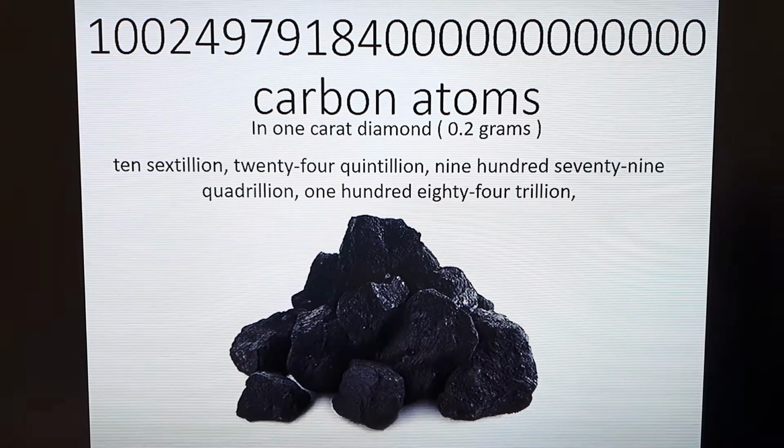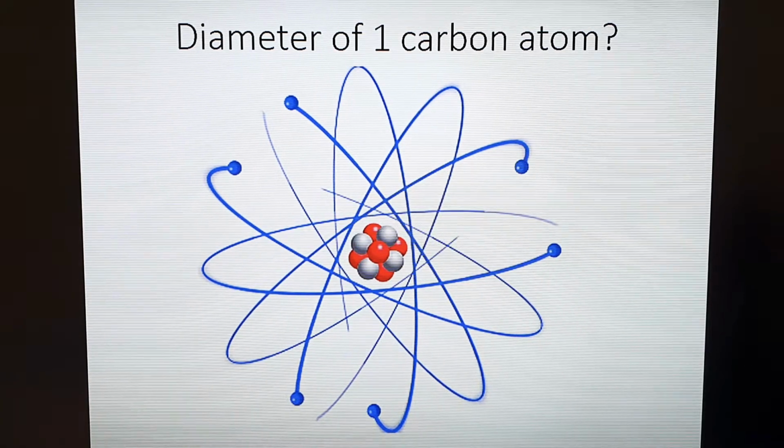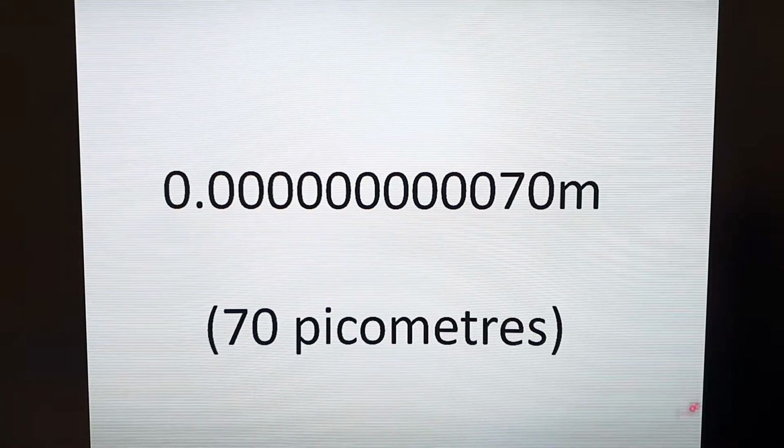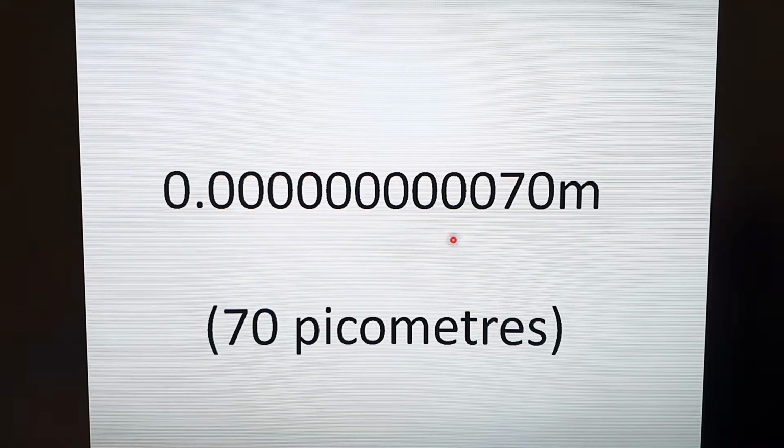Now, there are things in the scientific world that are really, really small and also really, really big. One of the things that are quite small is the diameter of a carbon atom. Can you imagine what the size of this would be? It's estimated that the carbon atom is approximately this figure here, or we can say 70 picometers.